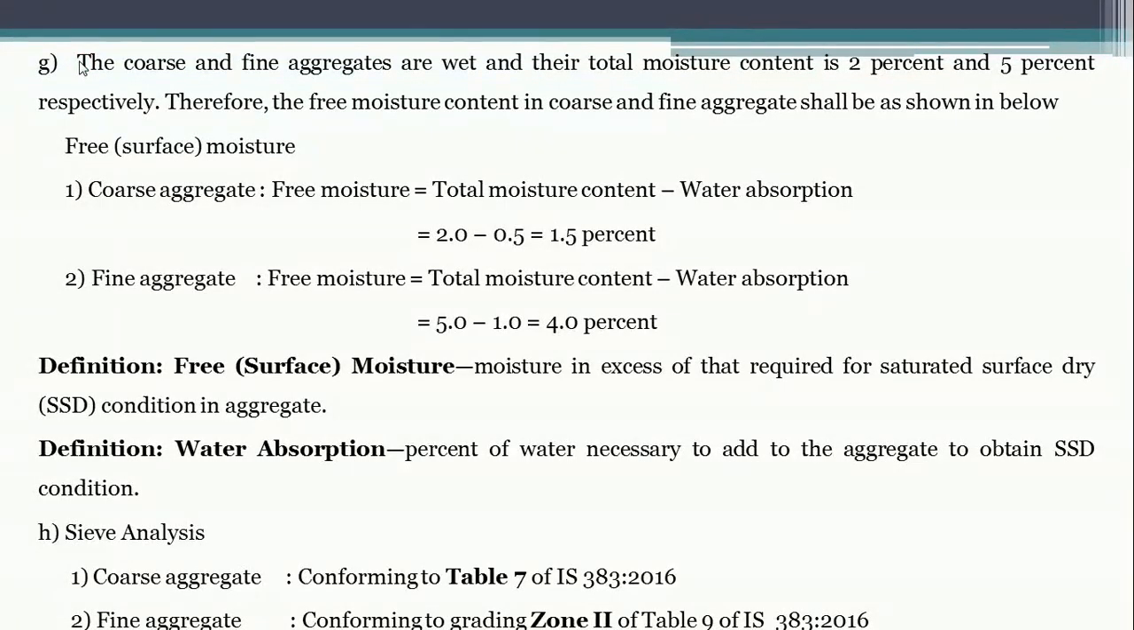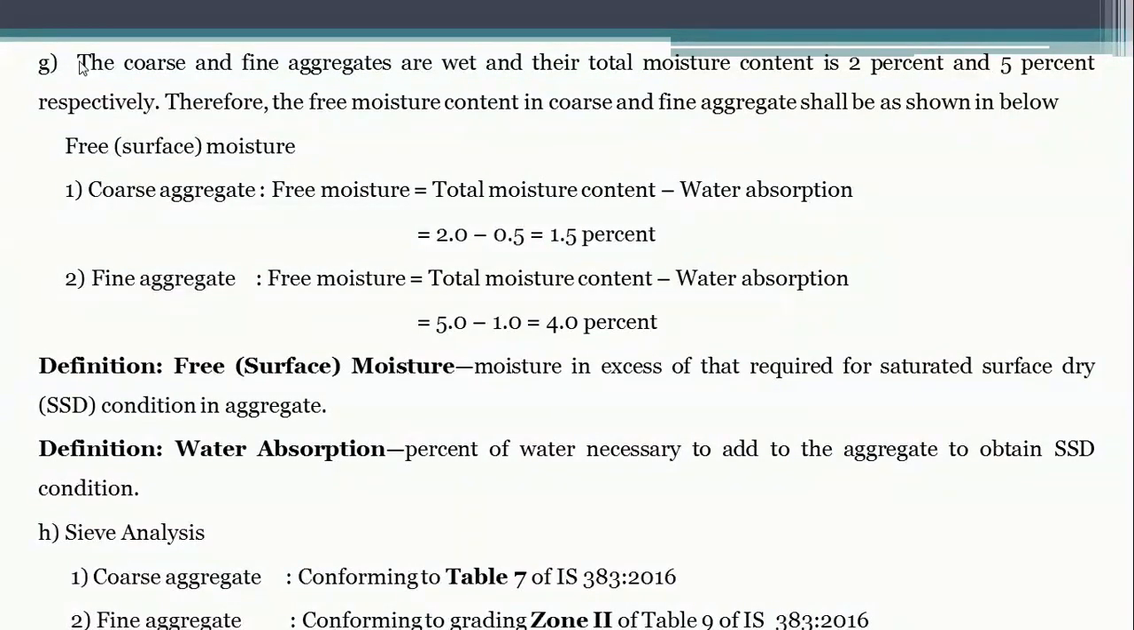So water absorption is given. Next, they have said that the coarse and fine aggregates are wet and the total moisture content is 2% for coarse aggregate and 5% for fine aggregate. In the previous problem when we solved, for free moisture content they had given it as nil. Nil indicates that there is no surface moisture on the aggregates, both coarse and fine. That means we consider it a dry condition because there is no surface moisture in the aggregate.